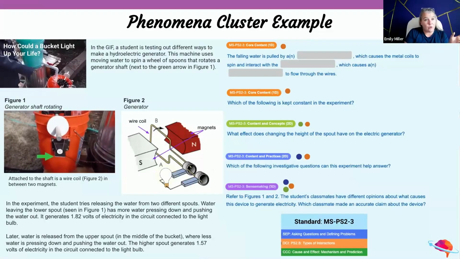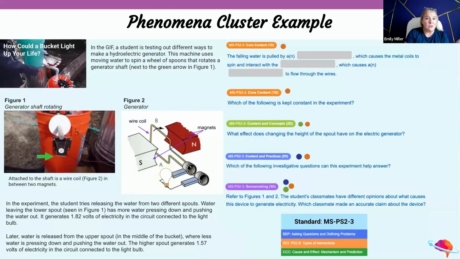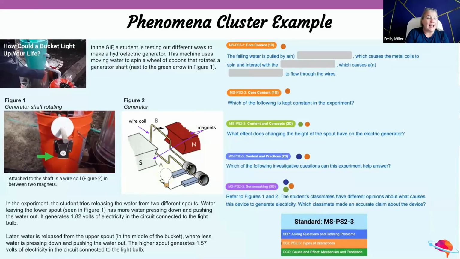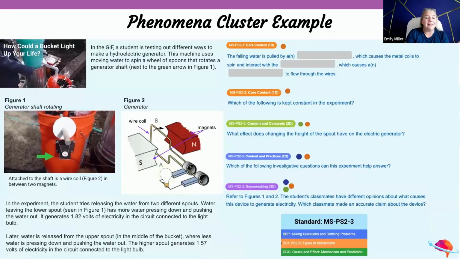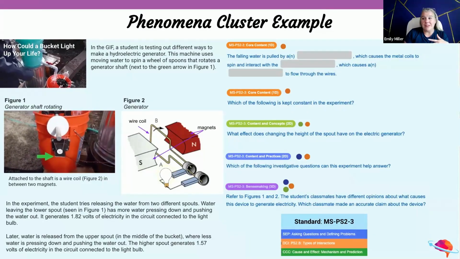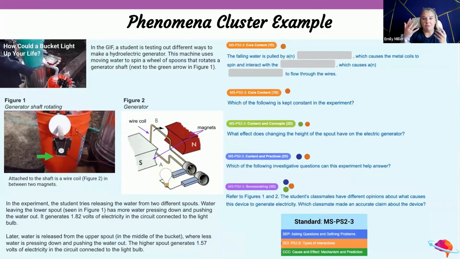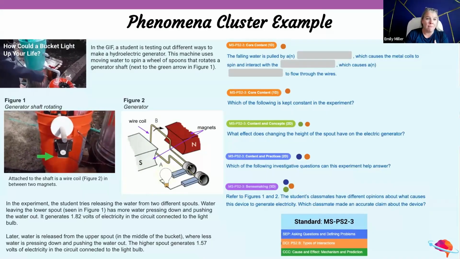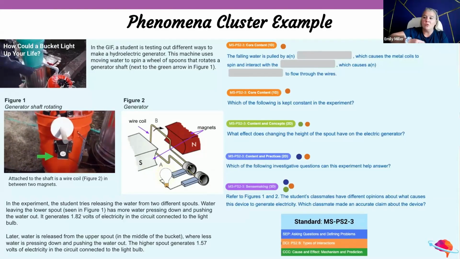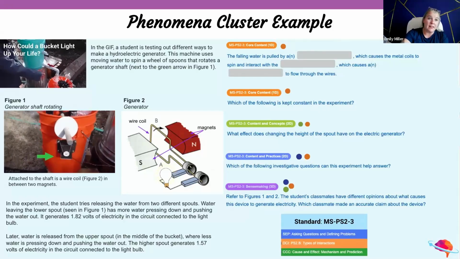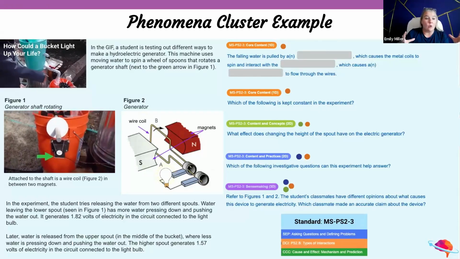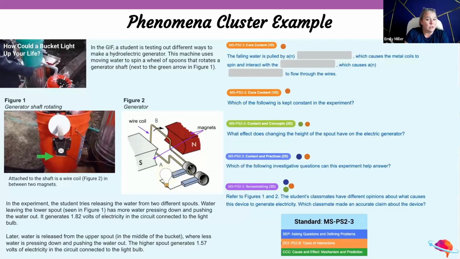On Inner Orbit, all of our questions are tied to novel phenomena. So students are going to have to transfer what they've been learning and apply it to something that they have not seen before. So how could a bucket light up your life? And then from there, you can not only see how they're doing on the content and the skills and the practices, but you can also see how they're doing on transferring. Because if you're constantly relying on the anchoring phenomena or those examples that are given within the curriculum, you can never know if students are truly able to transfer and apply that to something new, which is what these Inner Orbit assessments allow as an opportunity to do.